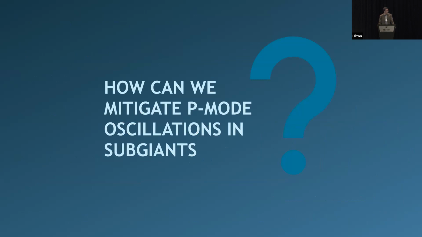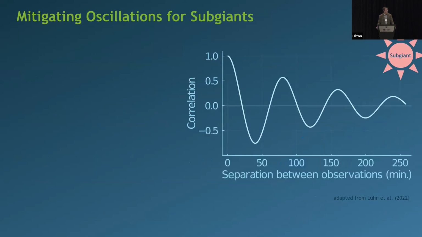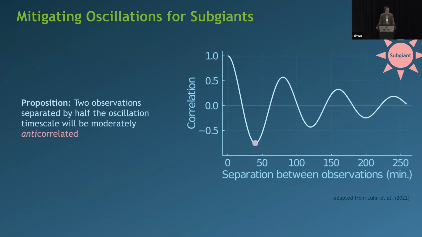And so we can return back to this plot and the fact that we know the correlation structure of these P-modes quite well. Now I'm showing it for a subgiant. You can see on the x-axis here, the timescales are much longer. And you might notice that if you took two observations separated by exactly half of this oscillation timescale, those observations would be moderately anti-correlated and would bin down faster than square root N statistics. And this is an approach that was first put forward by a paper by Amber Medina in 2018.